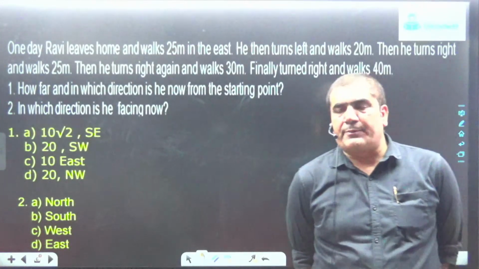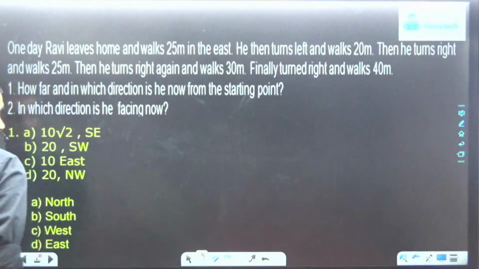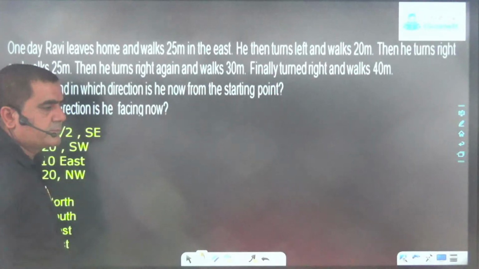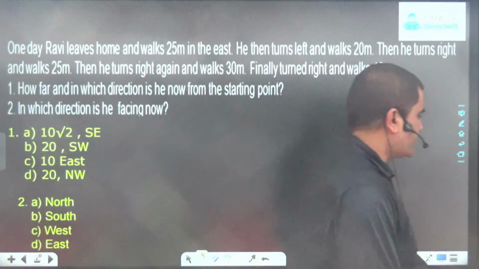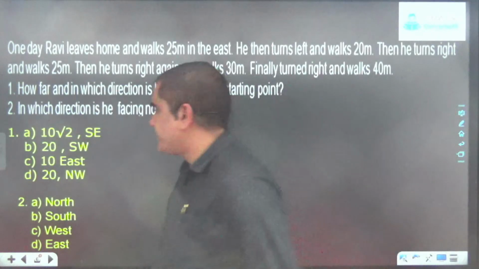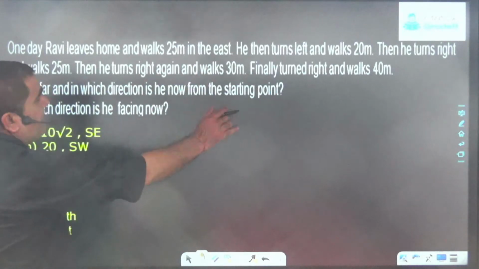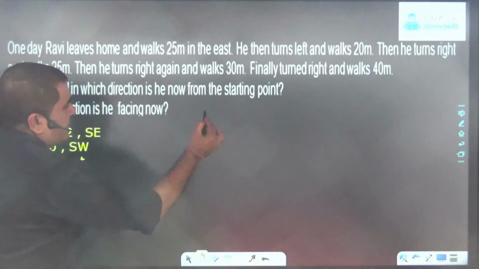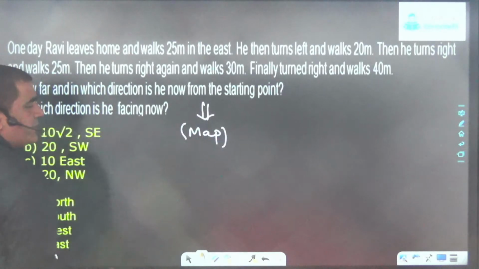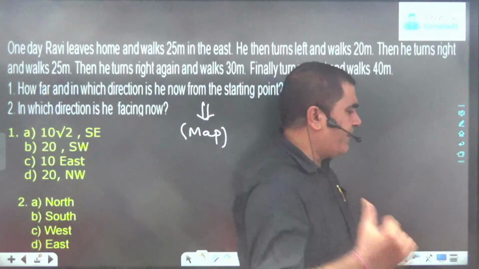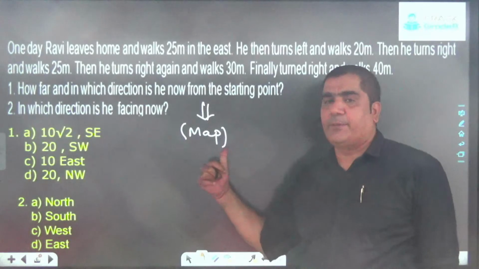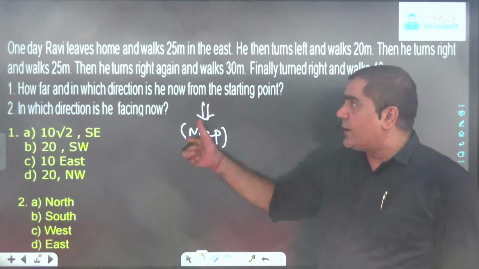Okay, let's start with the concept first then. Chalo, let's start. See, whenever any question based on movement is asked, the most common method is to draw the map. You have to draw the map and you have to get the answer. Map means the way the person is moving. Accordingly, you have to draw your map.